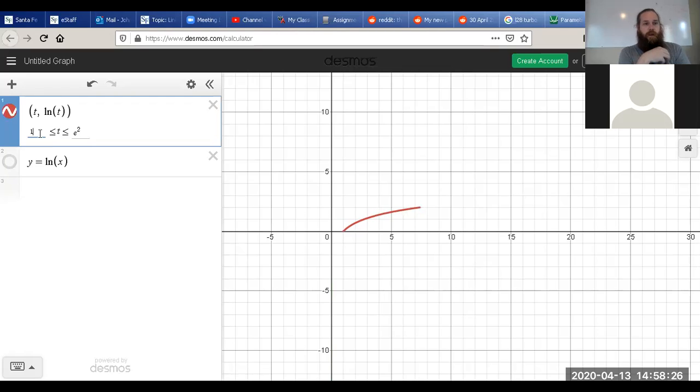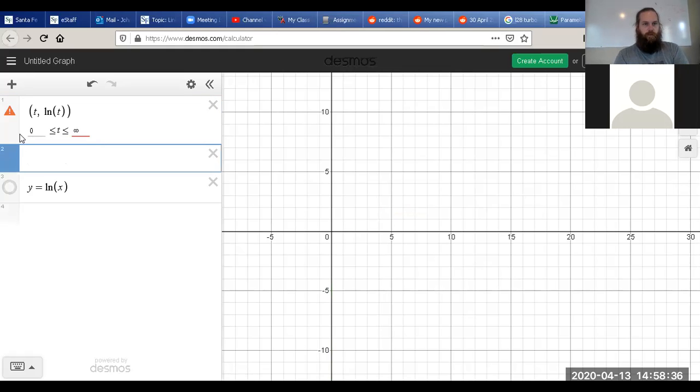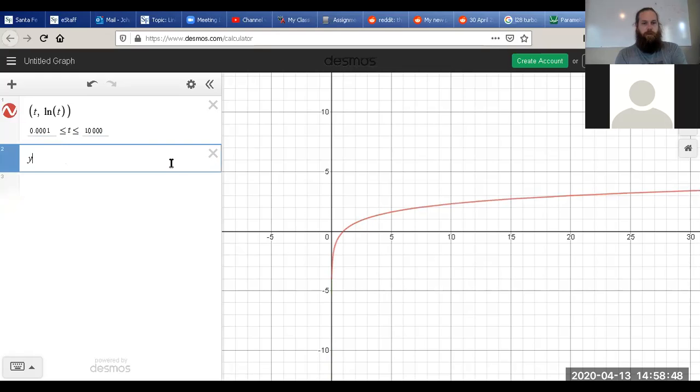If I wanted to get the whole thing as a parametric curve, I could let t run from 0 to infinity. Oops, I gotta have this a strictly less than. Here, let me say 0.001 out to 1000, right? And then you get the same thing as you get when you graph y equals ln x. They match exactly.